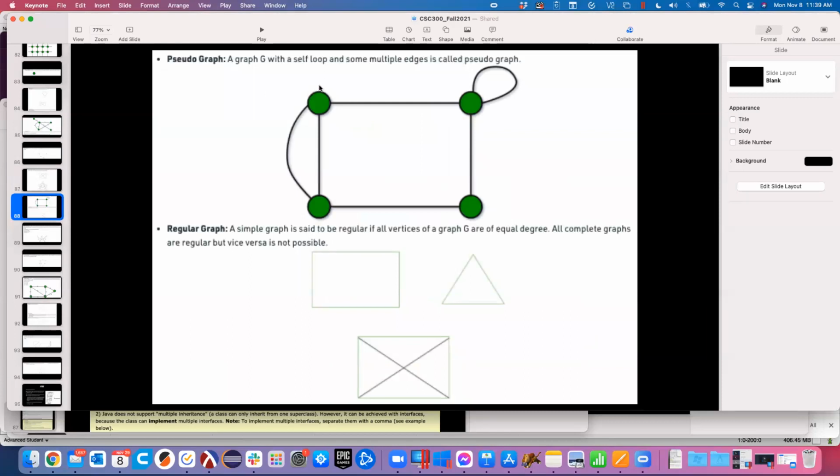Pseudograph: a graph G with a self loop and some multiple edges is called a pseudograph. Something we probably are not going to do. Actually, something we wouldn't do in code implementations very often, but something you will actually see in the 490 class when you do finite state automata, which is a representation of a pattern matching machine. You could have something that loops back on itself, and that makes sense.